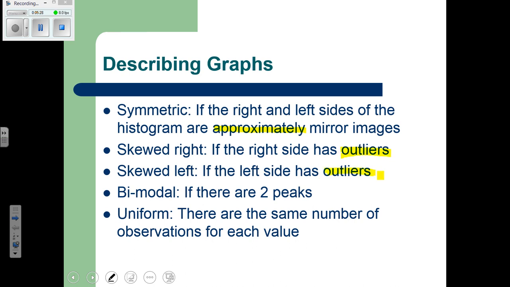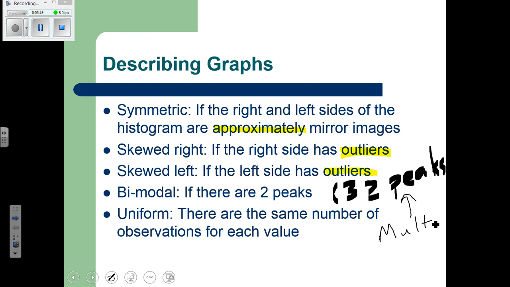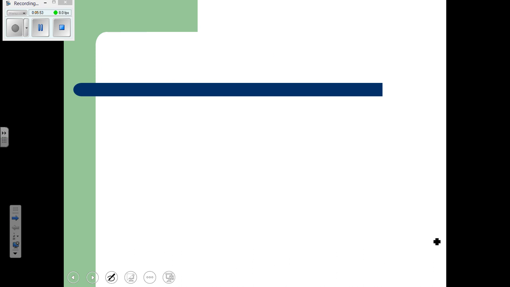Right? Bimodal, if there's two peaks. Uniform, if it looks like everything's very even as you go. Beyond bimodal, if there are three or more peaks, you could just use the term multimodal instead of trying to actually go in too much detail.